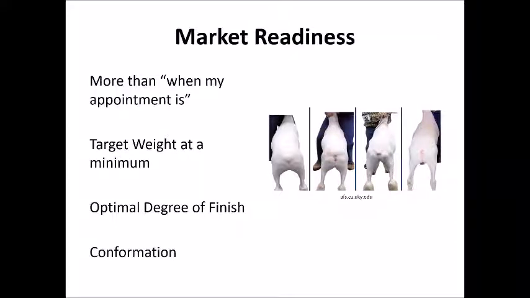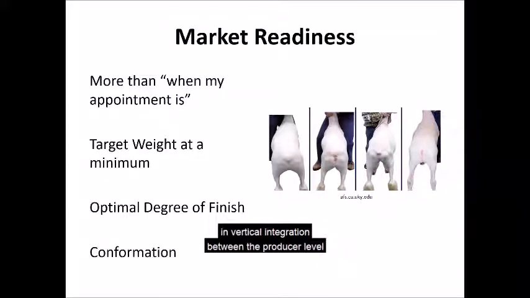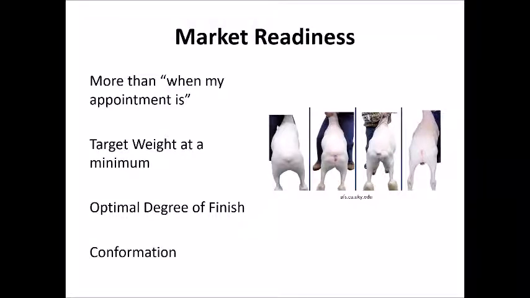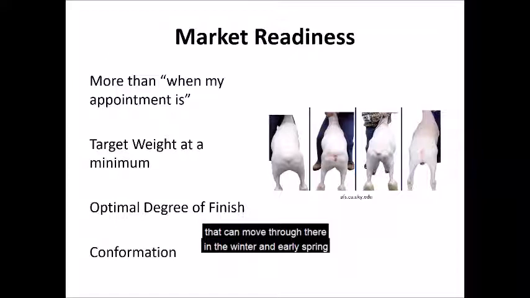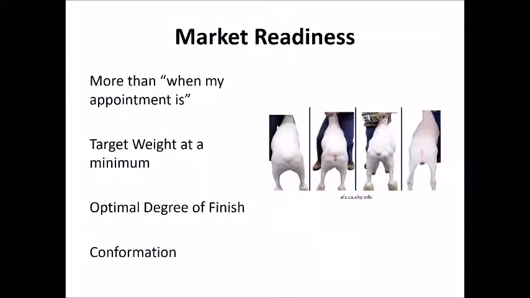Even with the challenges with timing processing, there might be opportunities for investment in vertical integration between the producer level and the slaughter level. That, of course, is expensive. Owning slaughter plants is expensive, and the bottom line of a slaughter plant depends pretty heavily on throughput, on supply, particularly in the off season. Is there going to be enough product that can move through there in the winter and early spring to keep the operation viable?